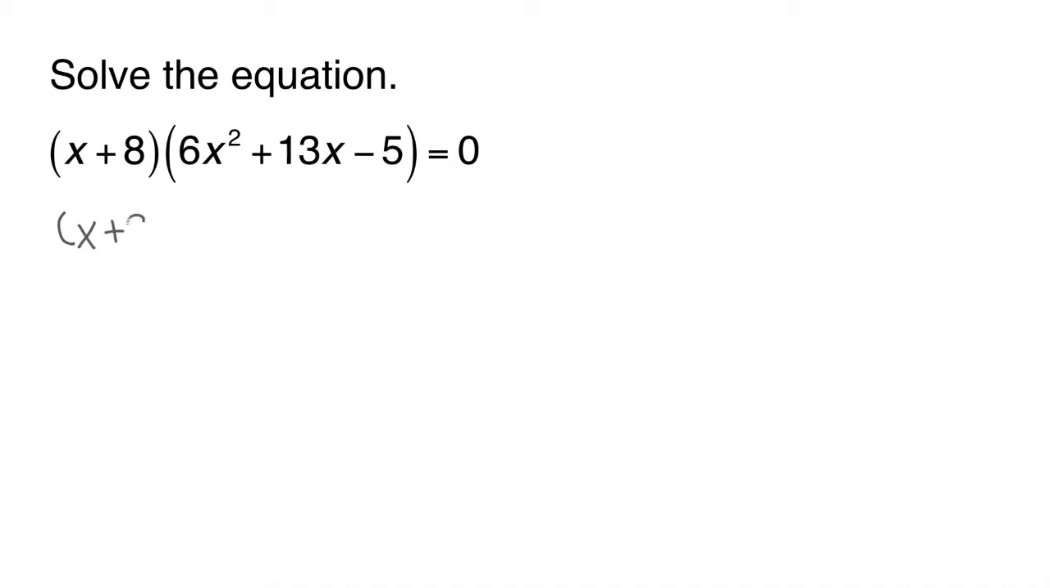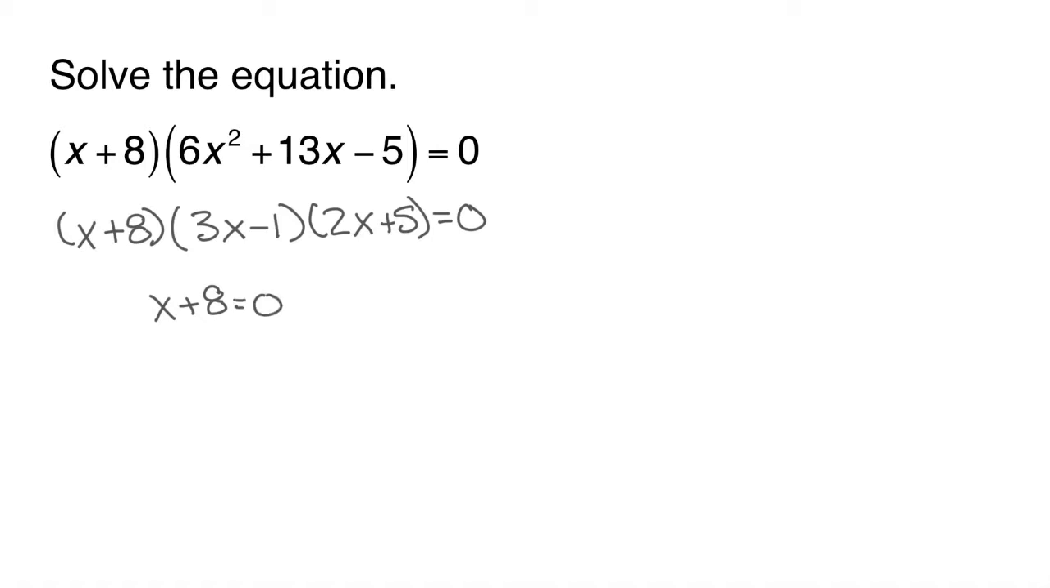We have x plus 8, and then we can factor the trinomial to (3x minus 1) times (2x plus 5), which is equal to 0. Now we can use the zero factor property and set each factor equal to 0. We have x plus 8 equals 0, or 3x minus 1 equals 0, or 2x plus 5 equals 0.